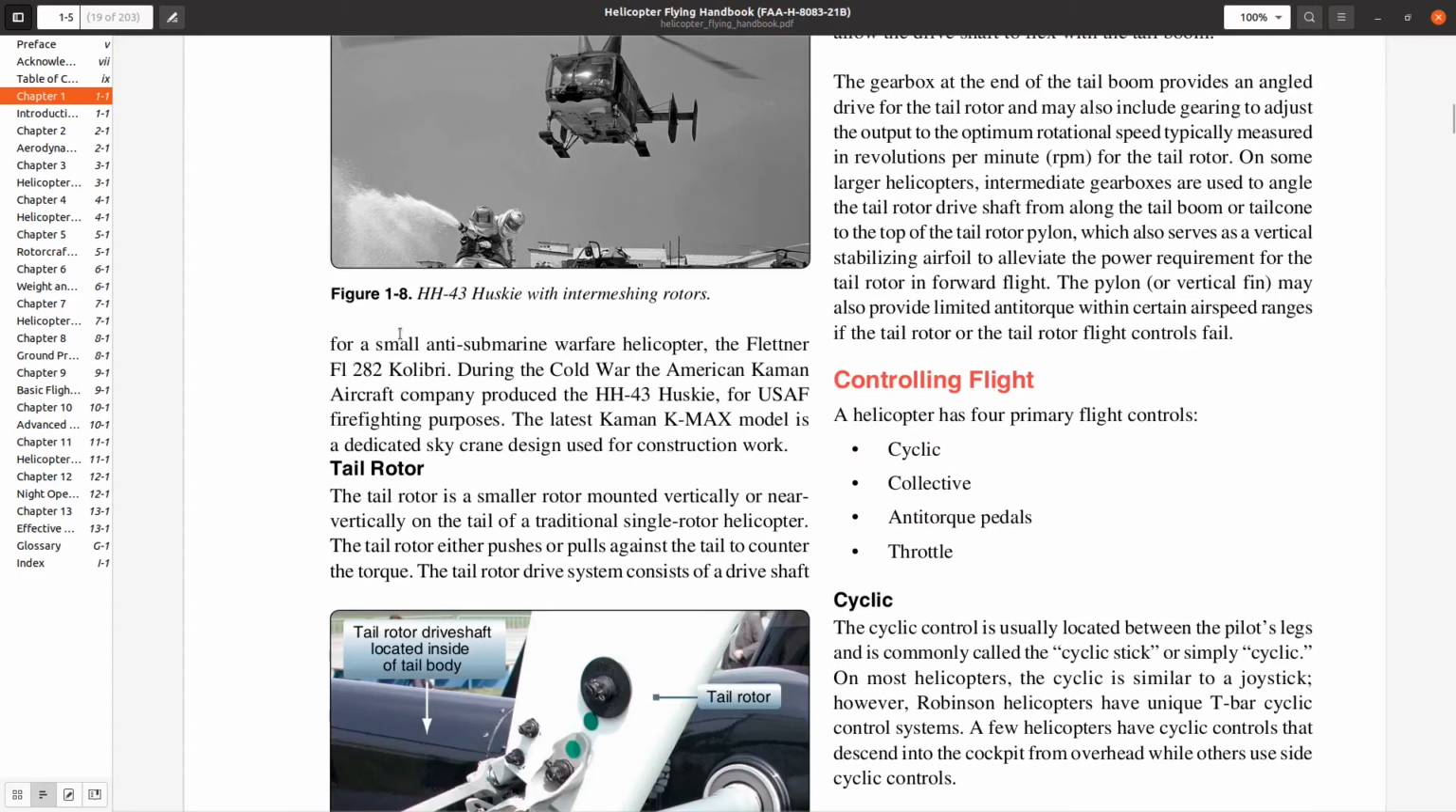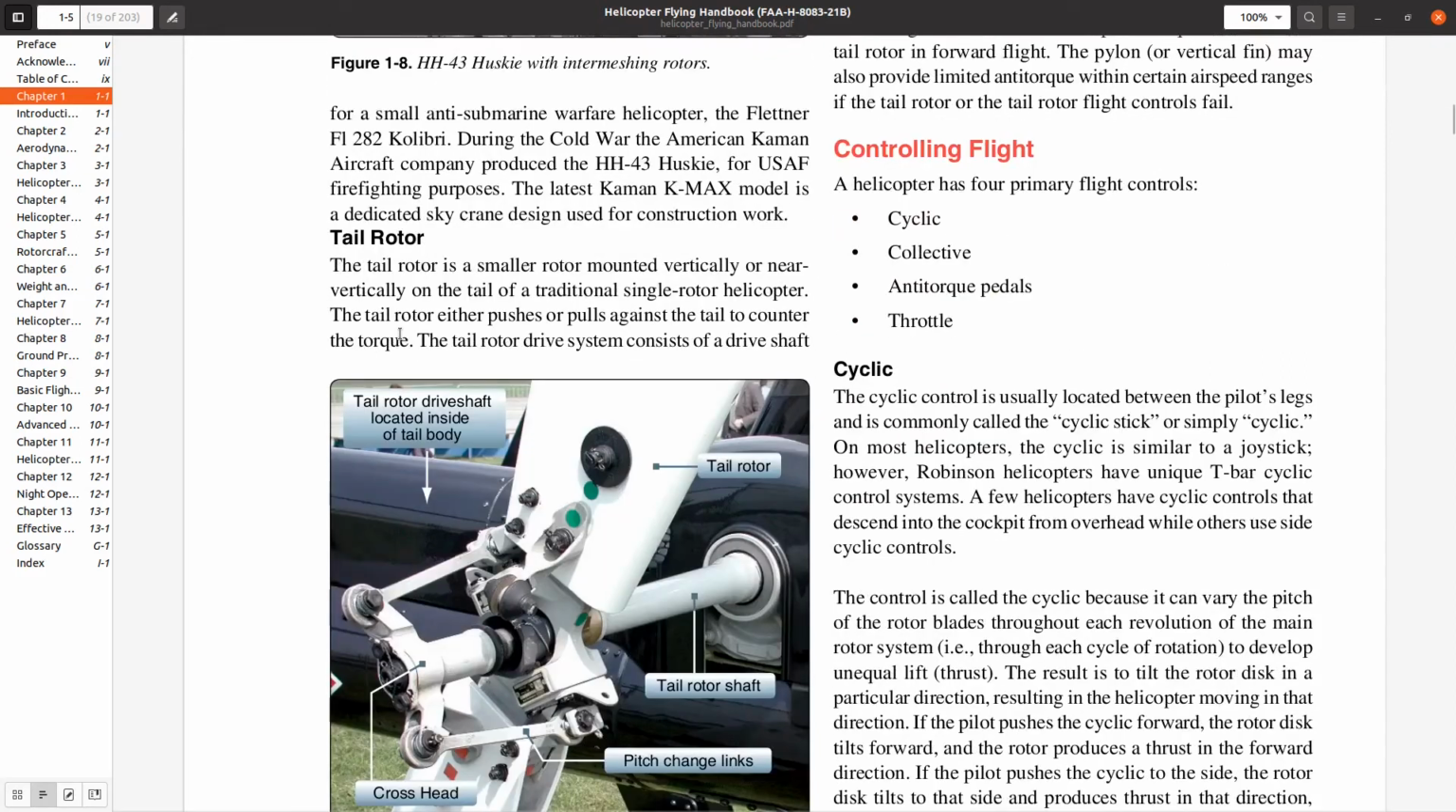Now, how do you control a helicopter? We have different flight controls. We have the cyclic. The cyclic is the stick that's typically in front of the pilot, and this is used to tilt the rotor disc. If you push forward on the stick, it tilts the disc forward and you go forward. If you pull back on the stick, then it tilts the rotor back and you slow down or eventually start flying backwards.